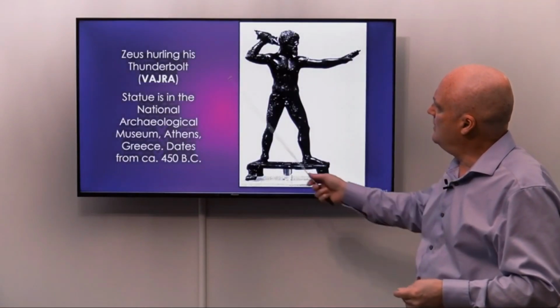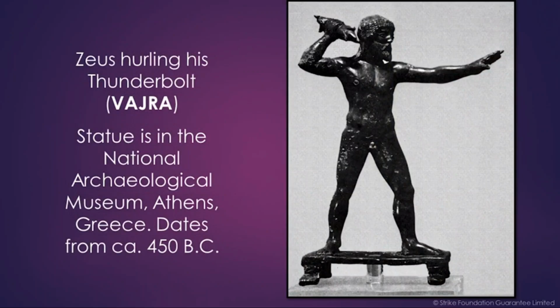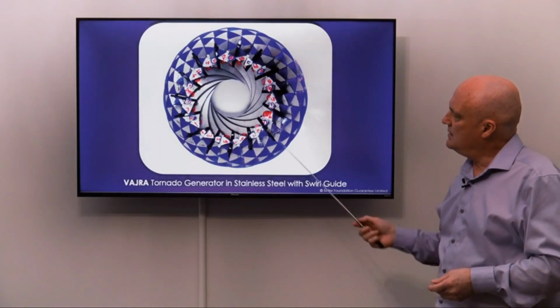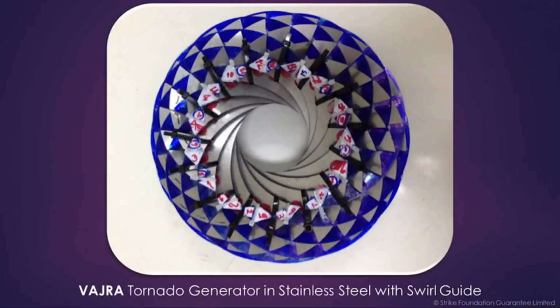Yep. So here's another one. The Thunderbolt, again, the same image. That's 450 BC. Just moving on. So again, this is in stainless steel.